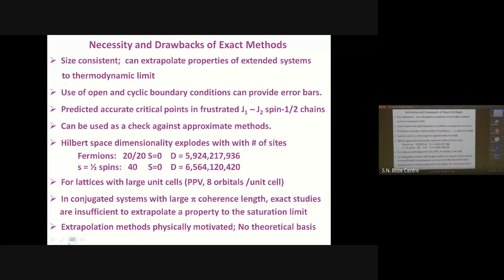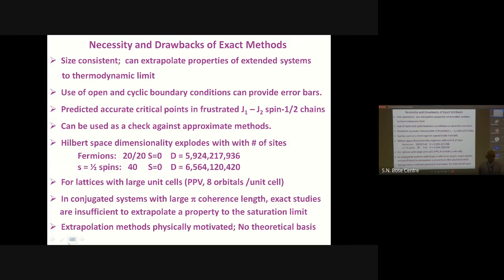So anyway, I just wanted to give you an introduction to various techniques, model Hamiltonians, and so forth. So the next 2 talks will be on density matrix renormalization. Thank you very much for your attention.